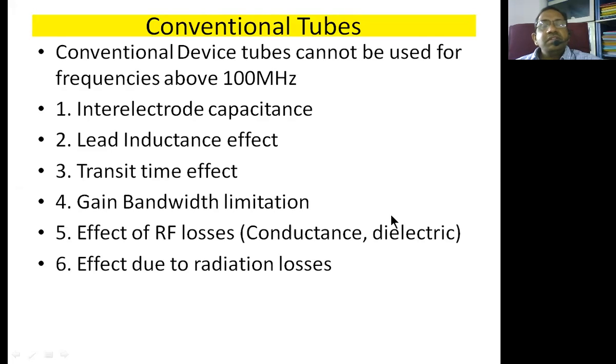In the last class, we discussed the various classifications of the microwave tubes. We discussed that there are two types of classifications. One is O-type tubes, another is M-type tubes. O-type tubes are normally microwave tubes which work with low and medium frequencies. And M-type tubes are normally used for very high frequencies, which are more than the medium microwave frequencies. And under O-type tubes, we discussed two types of tubes.